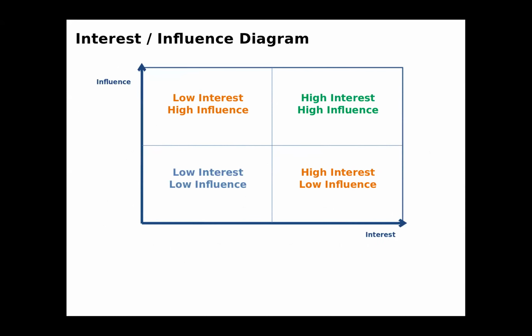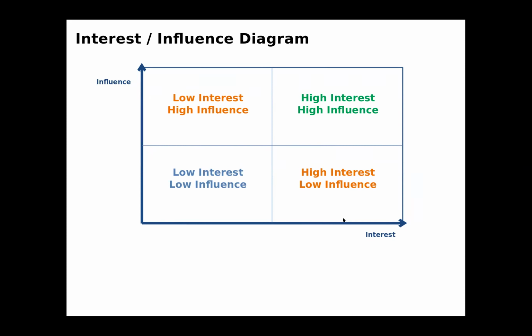So one way in which you can identify and map your stakeholders is to use something called an interest influence diagram, which is basically where you identify your stakeholders, then you plot them on this little 2D graph where you've got interest on one axis and influence on the other. And you can plot people who have very high interest or low influence, or vice versa, etc.